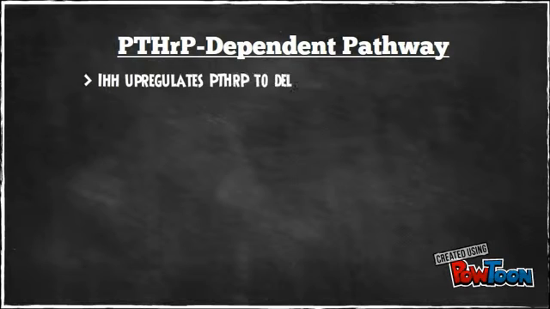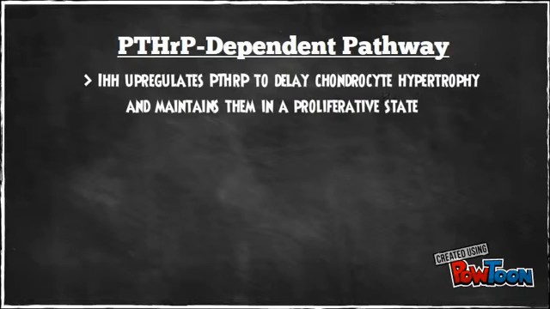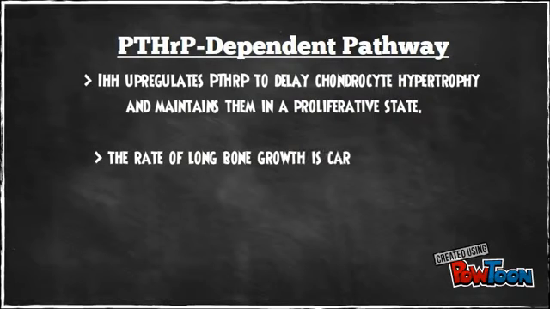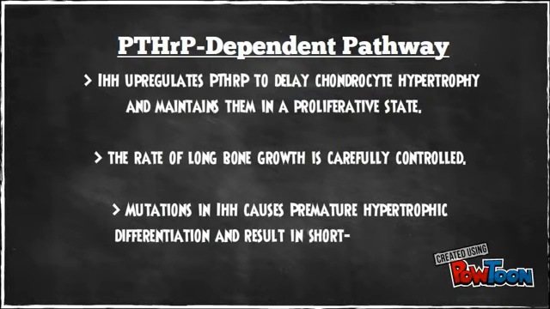The IHH upregulates PTHrP to delay chondrocyte hypertrophy and maintains them in a proliferative state, carefully controlling the rate of long bone growth. Therefore, mutation in IHH causes premature hypertrophic differentiation and results in short-limb dwarfism.